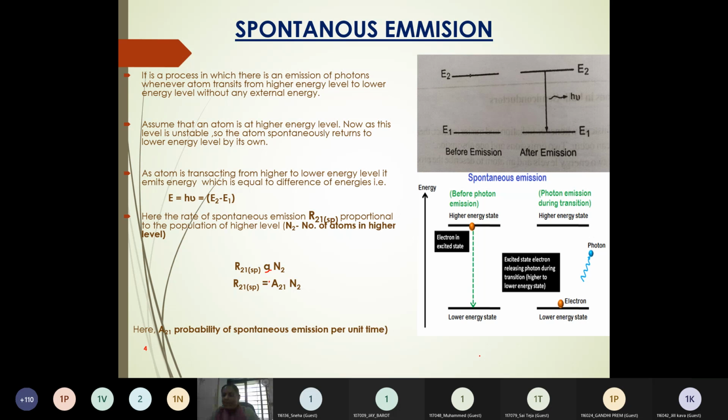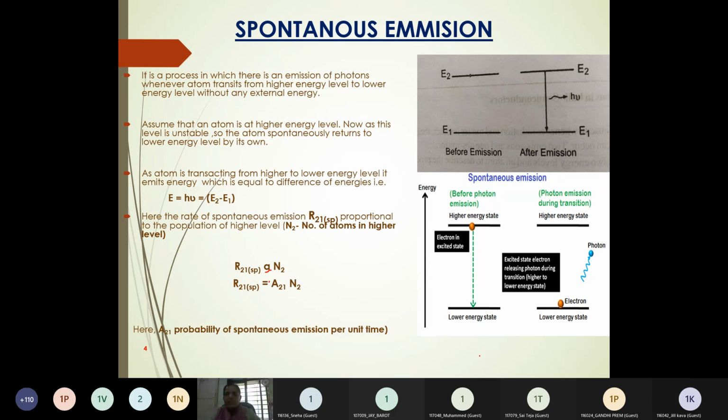Spontaneous, inherently. It does it by itself. No stimulation is required. This is the tendency of an atom to fall down by emitting a certain amount of photon of particular frequency nu. Right? That is called spontaneous emission.